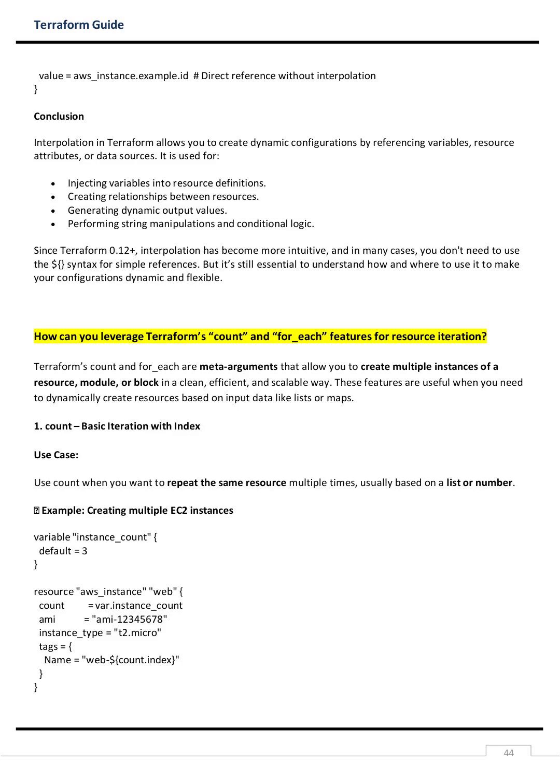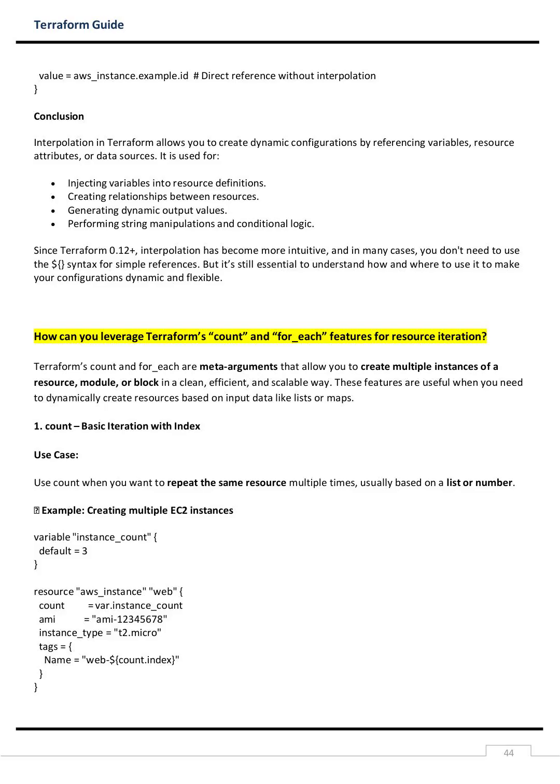These features are useful when you need to dynamically create resources based on input data like lists or maps. 1. Count. Basic iteration with index. Use case: use count when you want to repeat the same resource multiple times, usually based on a list or number. Example: creating multiple EC2 instances.